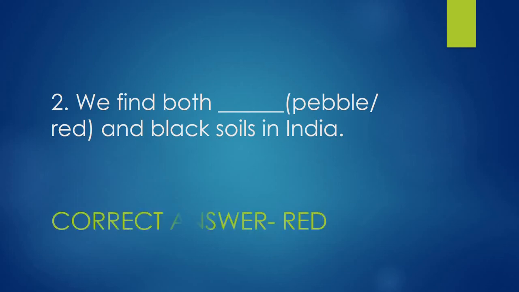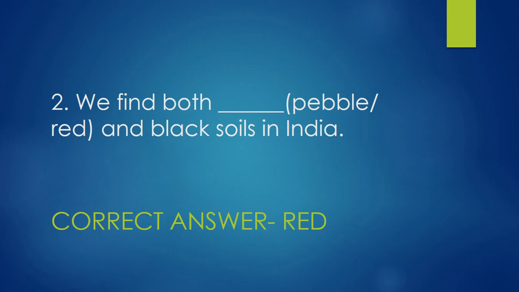Okay, so the correct answer is red. So we find both red and black soils in India. This is a very basic thing. Pebble is not a kind of soil. So red is the correct answer. I hope you are checking your answers properly. You are putting tick or cross according to the answers.